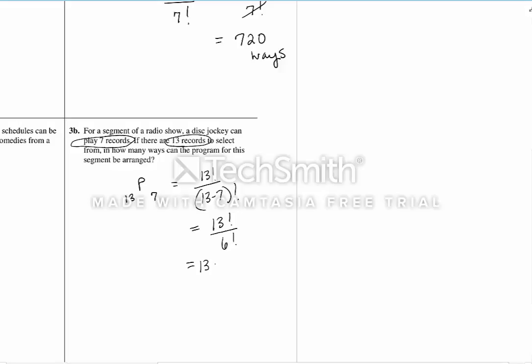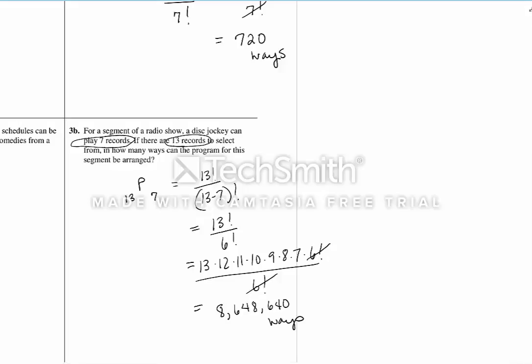So 13 times 12, 11, 10, 9, 8, 7, 6 factorial. We'll cancel with the denominator. Multiply using your calculator, and you'll get 8,648,640 different ways that 7 songs could be selected.